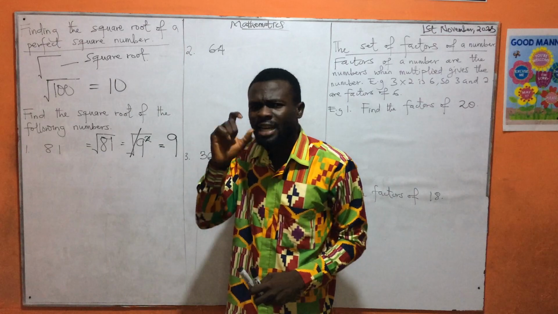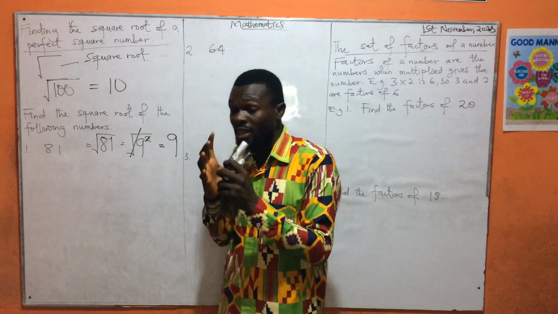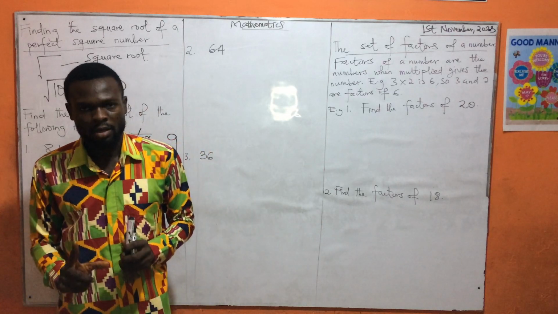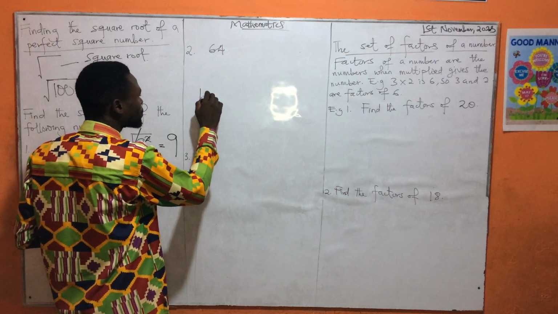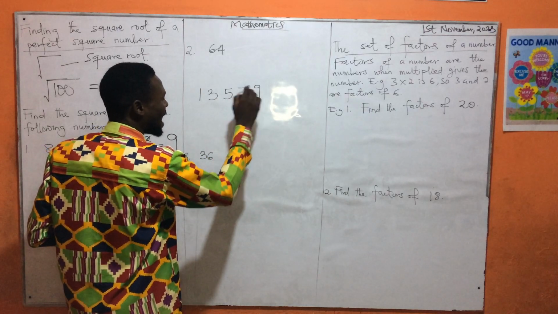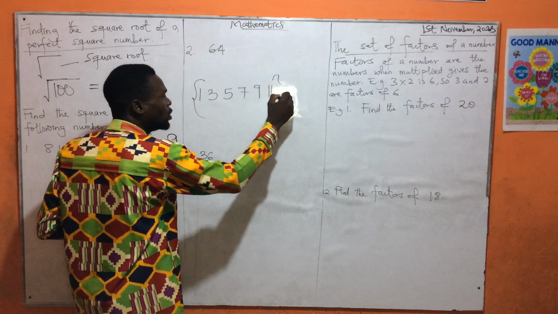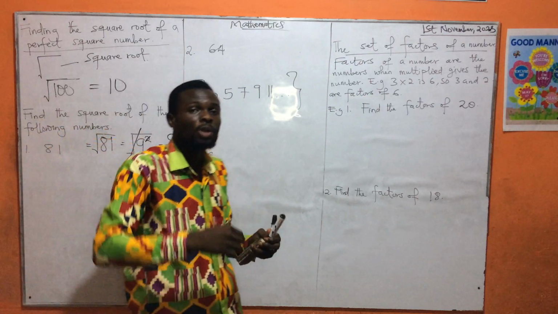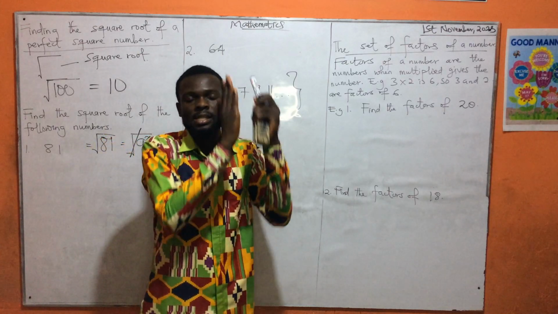But now, there is another way of finding the square root of a perfect number. With that method, we are going to make good use of all the odd numbers starting from 1, all the odd numbers in order. And what are the odd numbers? The odd numbers are 1, 3, 5, 7, 9, 11, and so on and so forth. So with the second method, we are going to use the odd numbers in a method called repeated subtraction.